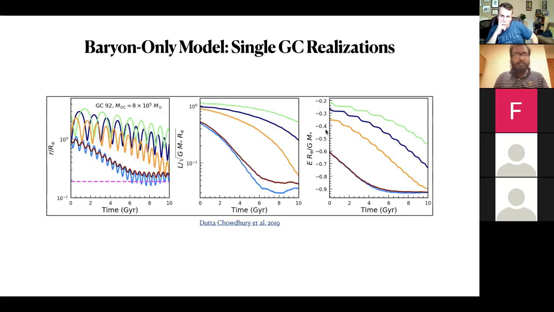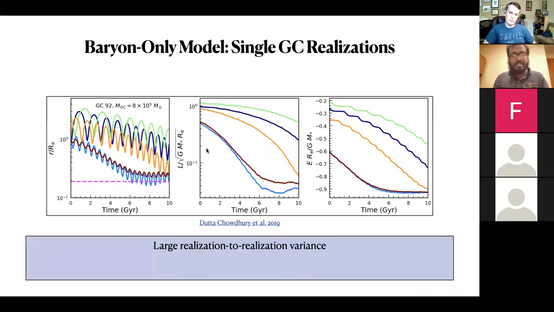Since there is this uncertainty in the other 3 phase space coordinates of the globular clusters, what we find is there is a large realization-to-realization variance in the evolution of the globular clusters. What is shown here is the radial evolution of the globular clusters, the angular momentum evolution, and the energy evolution. So the first thing to note is the realization-to-realization variance. Depending on what we pick for the other 3 phase space coordinates, we can get significant variance.